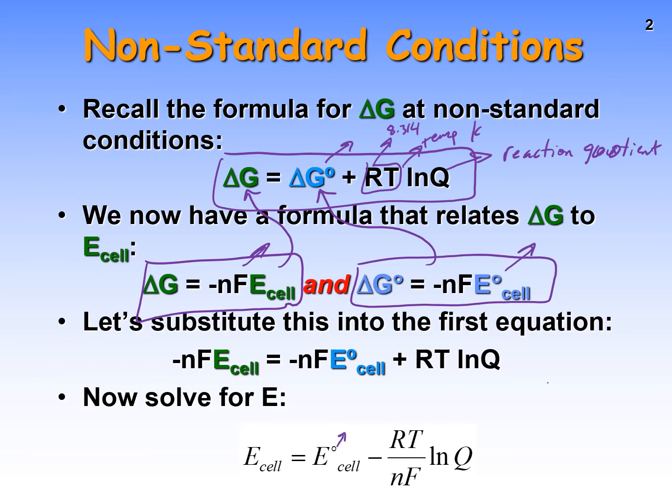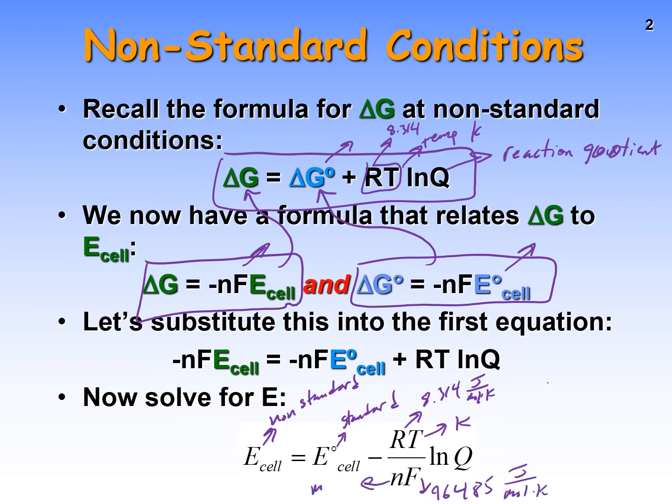We have E naught cell here, standard conditions, non-standard conditions over here. Here is 8.314 joules over moles times Kelvin. This is temperature in Kelvin. This is Faraday's constant, 96,485 joules per mole of electrons per volt. And this is moles of electrons transferred in the redox reaction. And this is still our reaction quotient.